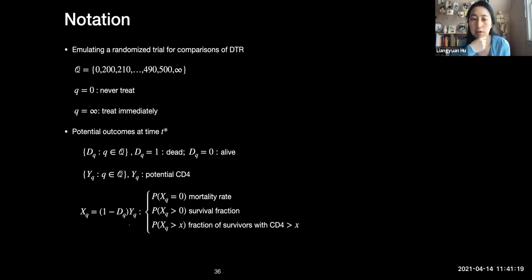The CDF, the cumulative distribution function of XQ, is a useful measure of treatment utility because it has a point mass at 0, corresponding to mortality rate, thereby reflecting the information of both mortality and CD4 among survivors. So the probability of a positive XQ is the survival fraction.